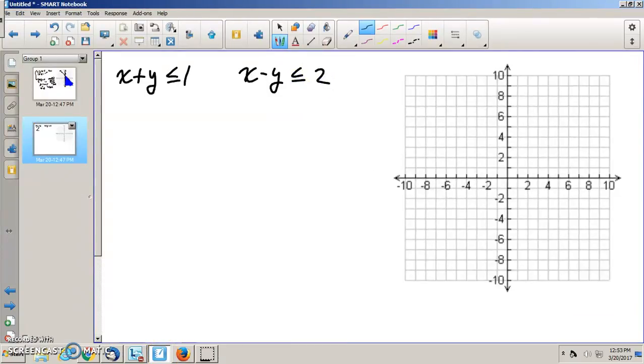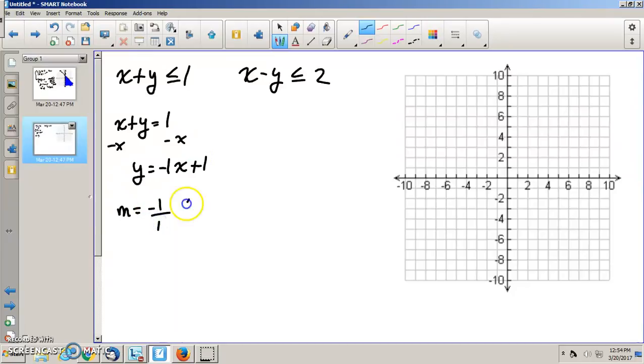All right, so first, let's graph the line. So y equals negative 1x plus 1. Slope is negative 1 over 1. Y-intercept is 0, 1. It's going to be a solid line when we graph the line. So we can actually just plot that right now. Down 1 over 1.